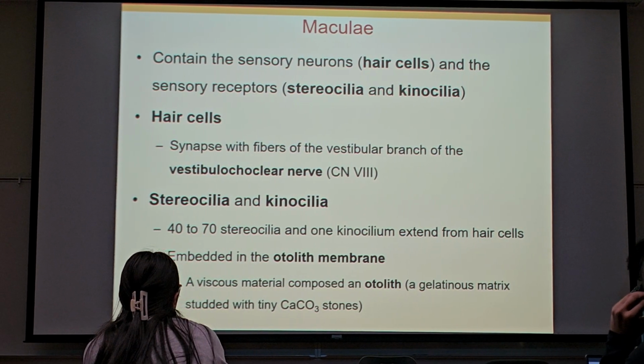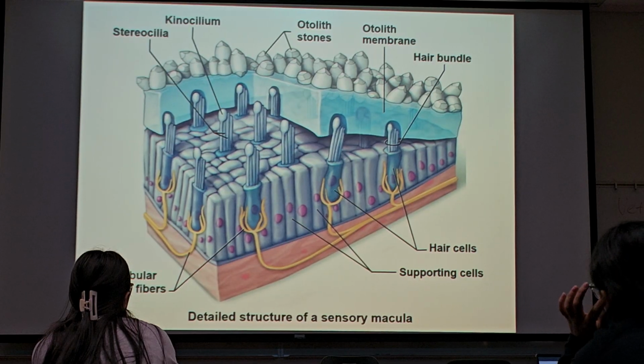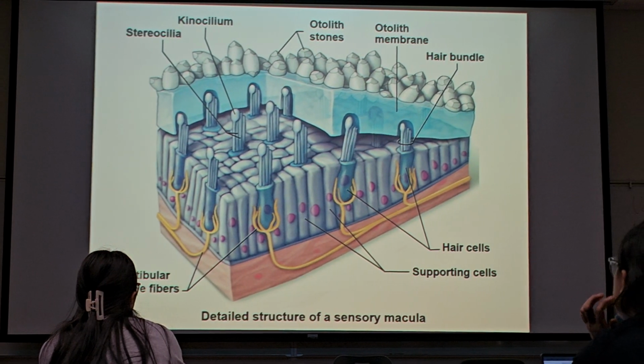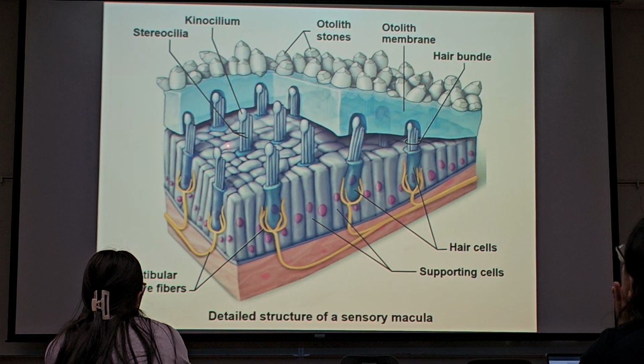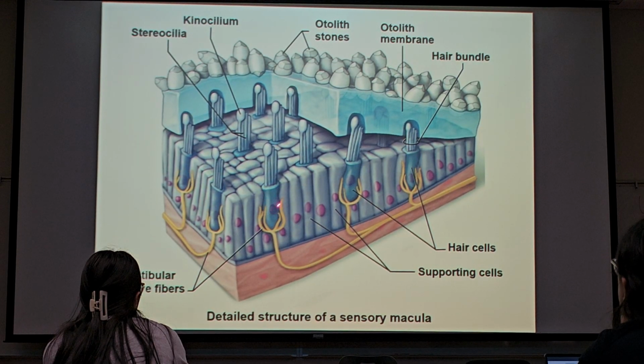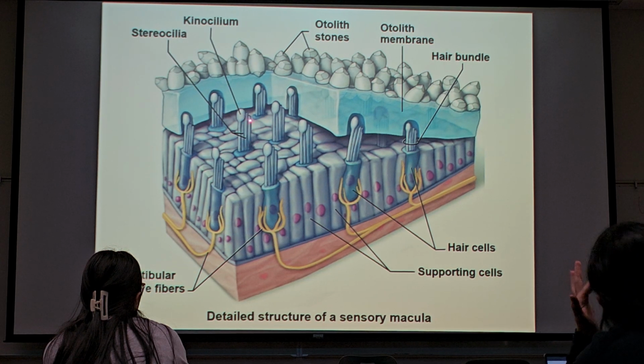Let's see what that looks like. Here we are. These are the hair cells, the receptor cells. And these are the sensory receptors, the kinocilia and the stereocilia. Okay, so we're going to see those.